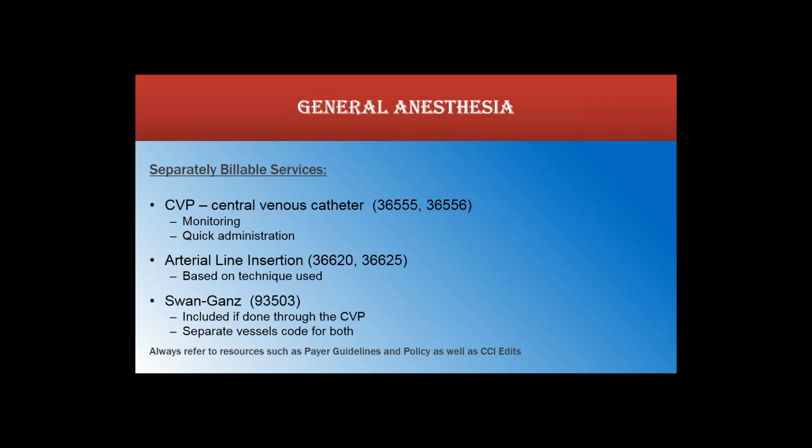General anesthesia, separately billable services. You could have a central venous catheter or CVP. This would be coded to 36555 or 36556. This includes the monitoring and the quick administration. We have an arterial line insertion, which is a 36620 and a 36625, and this is based on the technique used. Swan-Ganz, which is a 93503, is included if done through the CVP, and a separate vessels code for both. Always refer to resources such as payer guidelines and policy as well as CCI edits when billing for separate services.